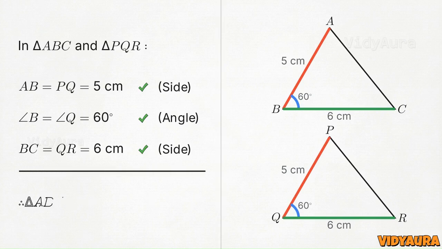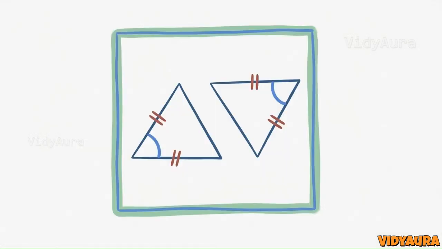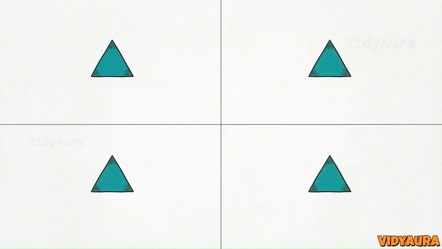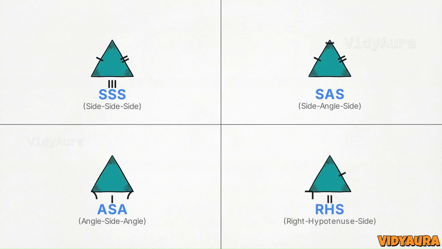Because our evidence fits the pattern, we draw a line and write our conclusion. Therefore, triangle ABC is congruent to triangle PQR by the SAS criterion. By following the SAS blueprint, we have used 3 specific measurements to confirm that these 2 triangles are identical. To recap, congruency means 2 shapes are duplicates. You can prove this using one of 4 patterns: SSS, SAS, ASA, or RHS.